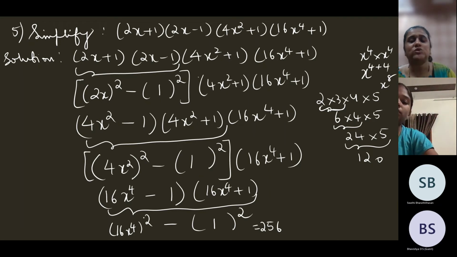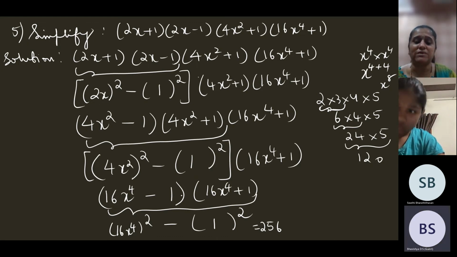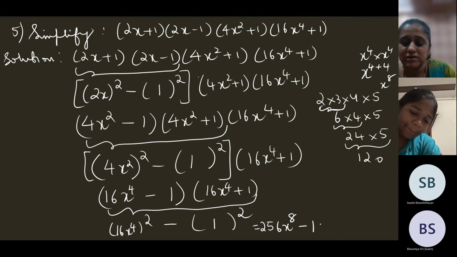16 into 16 is 256. X power 4 into x power 4. Bases are same. It's multiplication. Add the powers. 4 plus 4, 8. X power 8. Then minus 1. Thank you, Bhavishya. Very good.